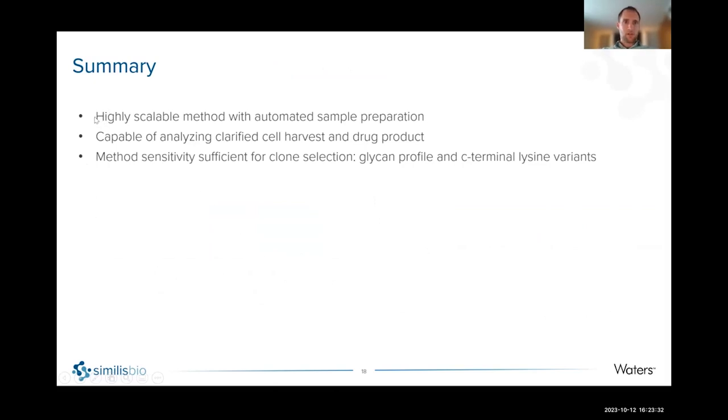To summarize, our goal was to have a highly scalable method. We're looking at a lot of different samples for a lot of different cell lines across 20 to 30 different products. We're doing a high number of transfections, so automation and scalability in sample preparation was very important for us. We needed to be able to analyze clarified cell harvest, which comes back to the scalable sample preparation process, and run this alongside drug product. We were able to achieve both of those, and we needed method sensitivity that was sufficient for our intended application, which was clone selection.